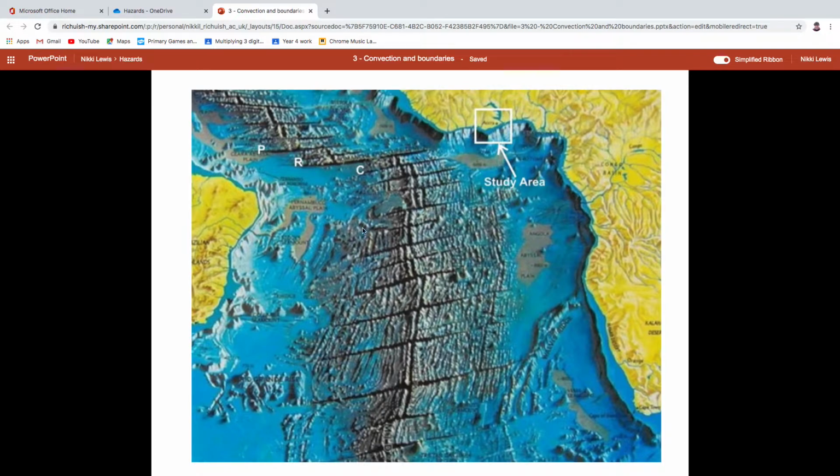So I need to introduce you to these things, which are called transform faults. This whole thing is the Mid-Atlantic Ridge, but can you notice now that it's actually split into sections? So here's one section, here's another, here's another. The lines in between each section are called transform faults, and they are where you get the earthquakes.